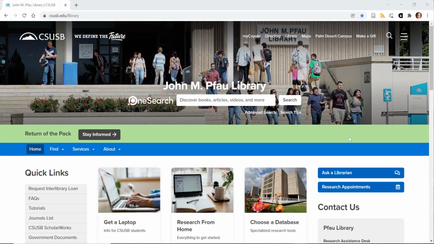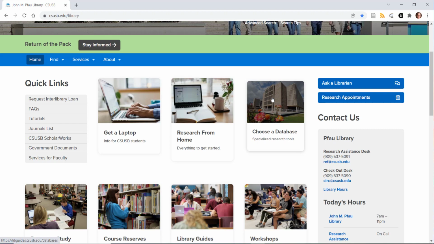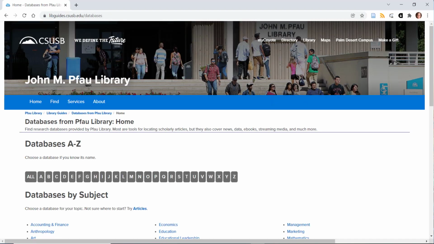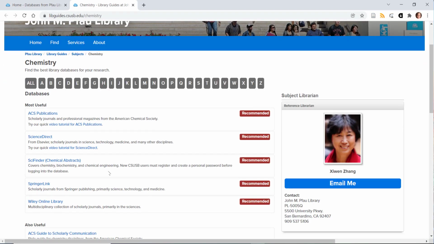Now that you understand how to recognize some of that scientific literature, let's talk about how to find it. For that, we're going to use one of the library's specialized research databases. They are grouped here by subject, so we'll go to chemistry. And on that list, we want Scifinder, also known as chemical abstracts.